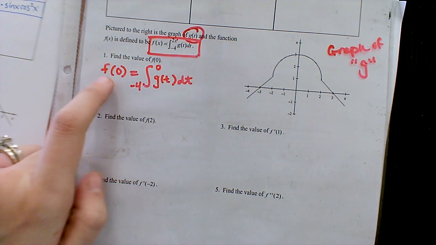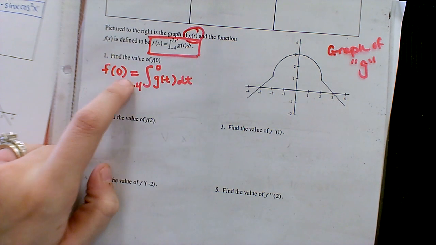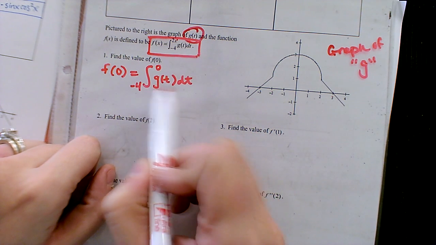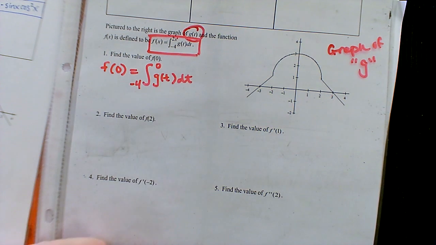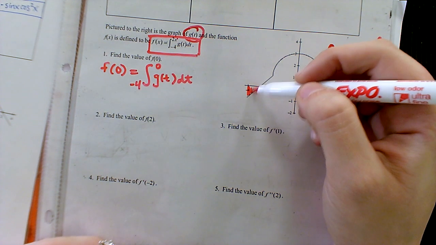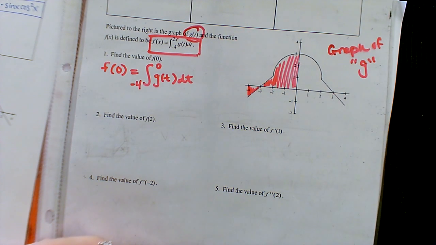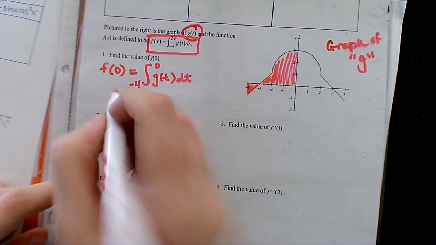So according to this equation, this value I'm looking for is the area under this g graph from -4 to 0. Do you think we can figure that out? If you were to highlight that, we want all of this area. 2 plus 5. All right, let's do it.